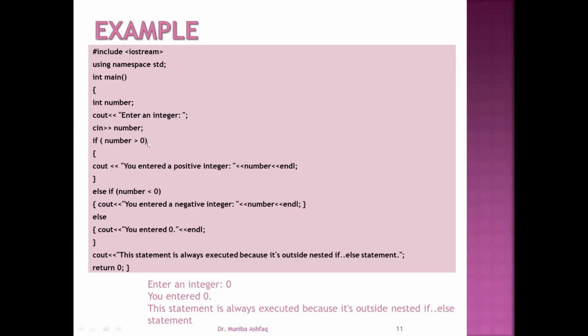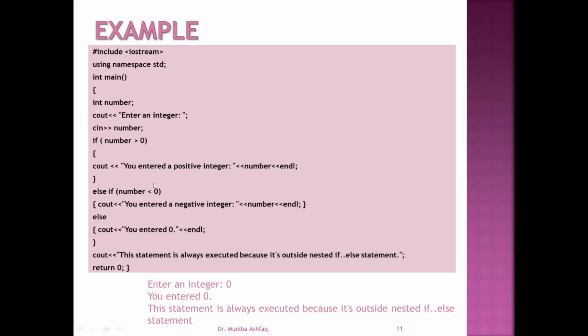If that number is greater than 0, then we have to print that you entered a positive integer, and we will display that number that is entered by the user. And if it's false, we will come toward the else part. When we enter into the else part, we see that there is another if statement, and we will check whether the number is less than 0. If it is true, we will display a message that you entered a negative integer. So whatever number was entered by the user would be displayed at this point.